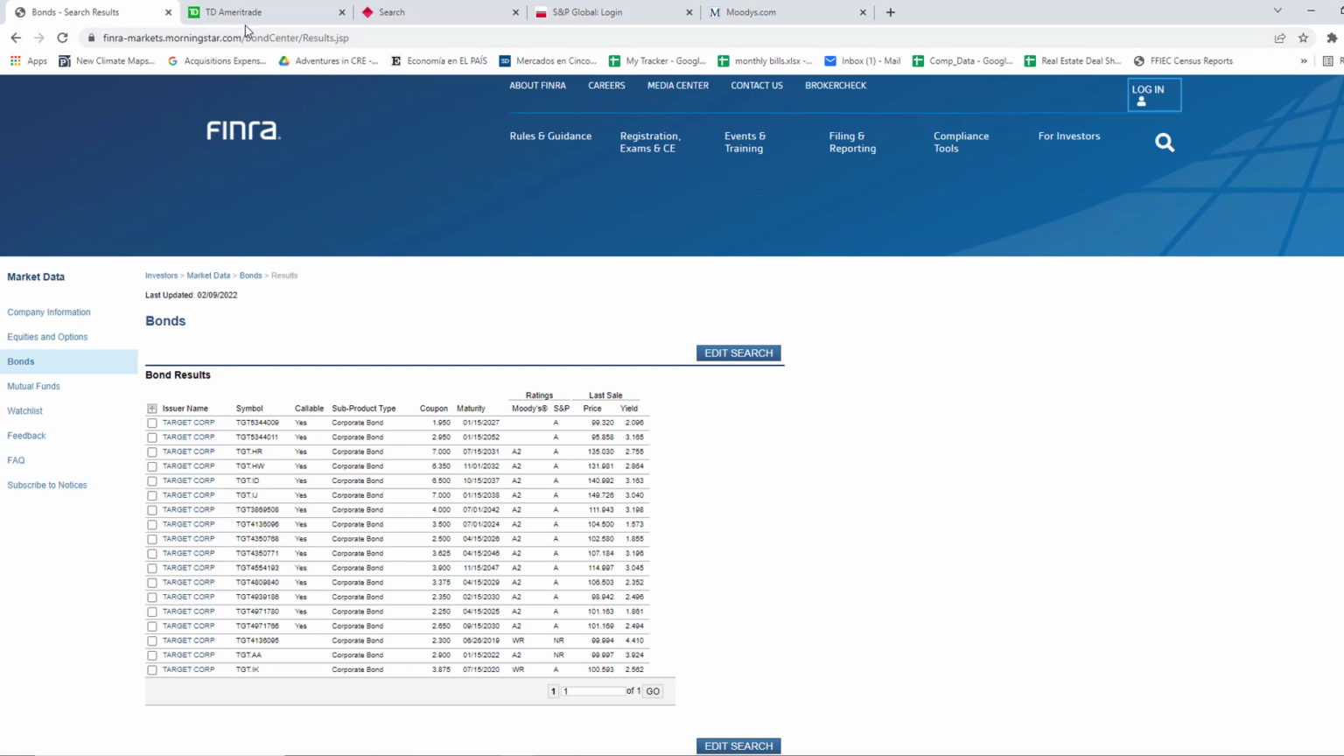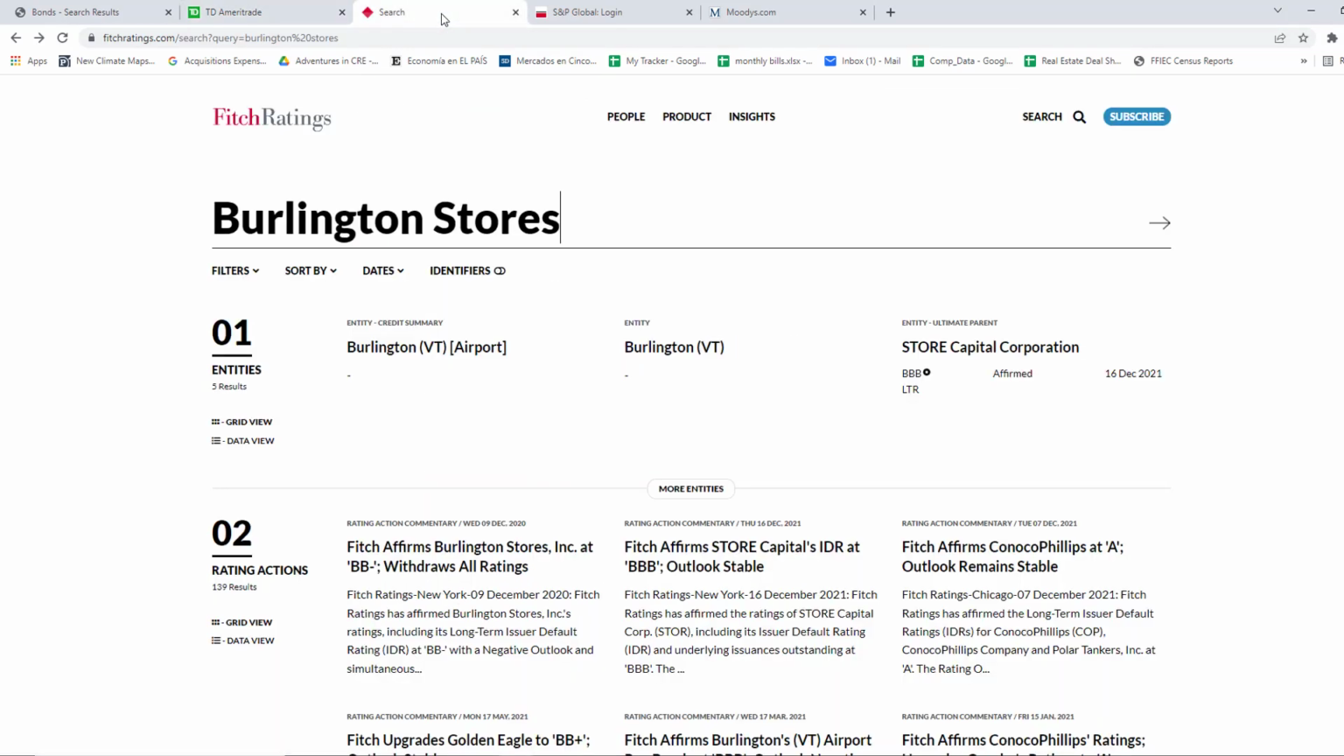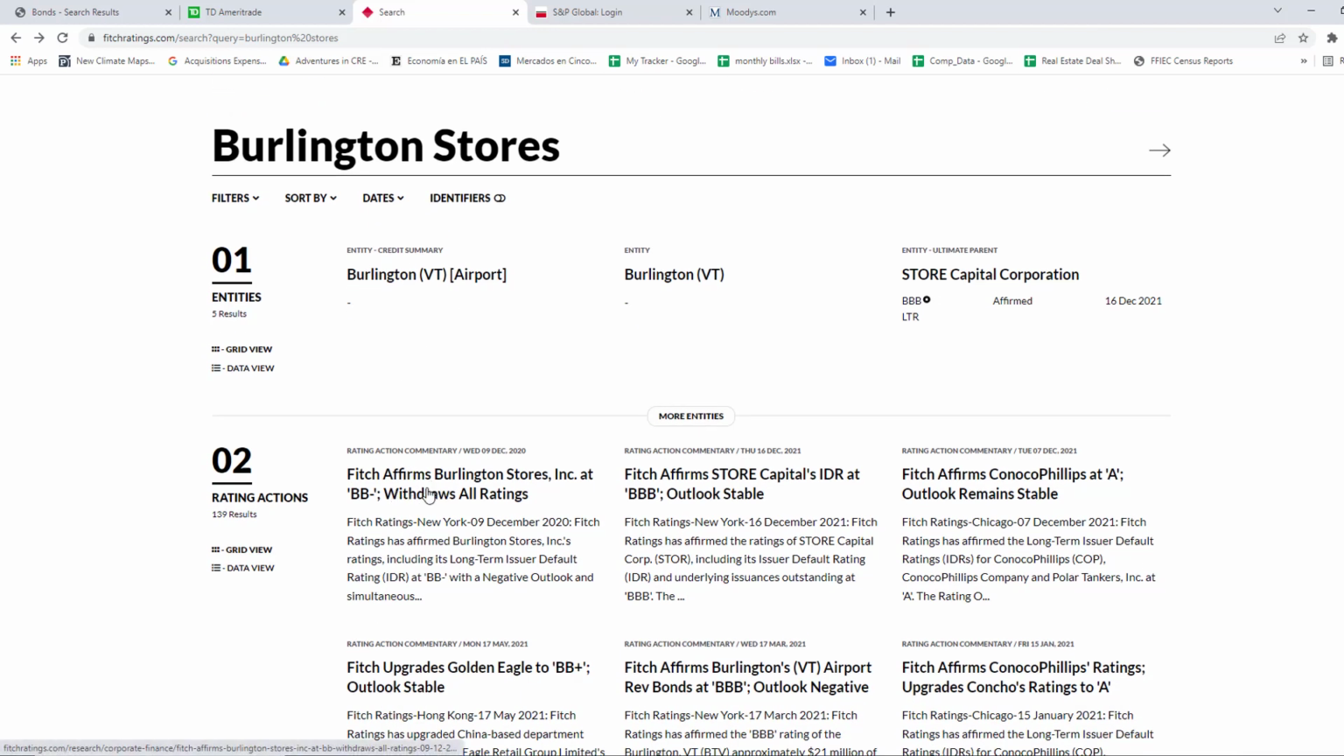So the next thing, I went on one of my trading accounts and tried to search up Moody's research reports on Burlington Stores, and I didn't find anything here. So then I went direct to Fitch Ratings, and I didn't get an exact rating, but what I found was a news clip that basically says that Fitch affirms Burlington Stores Inc. at a BB minus, withdraws all ratings. The BB minus has a negative outlook down here, which is something interesting to note.